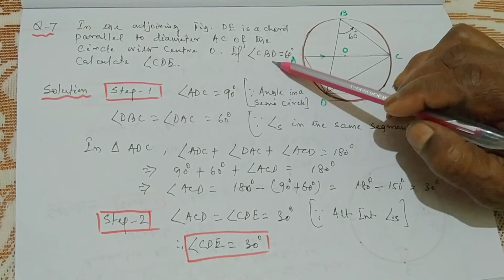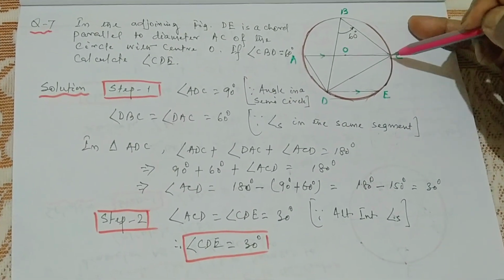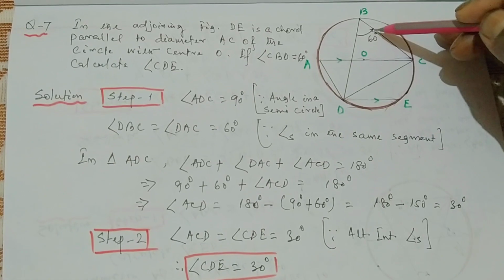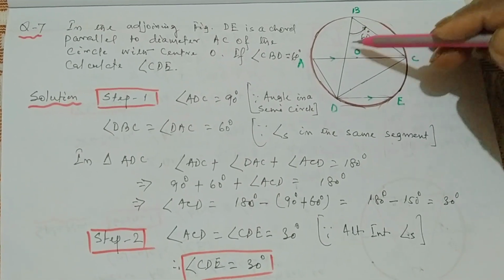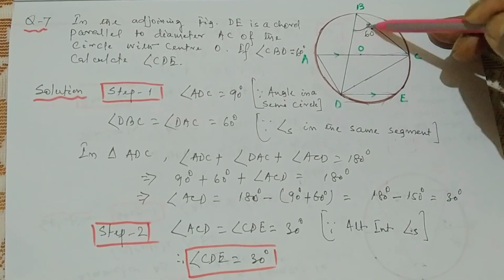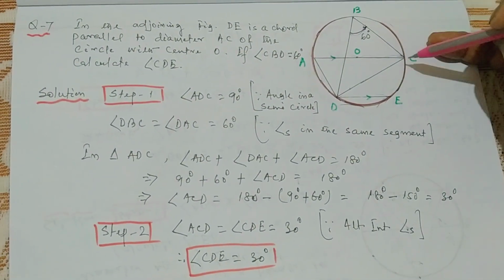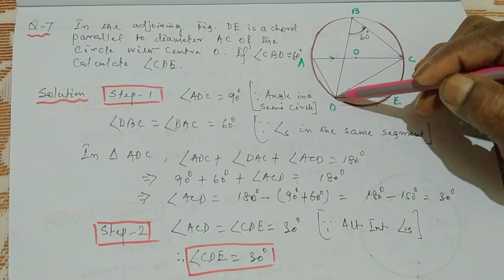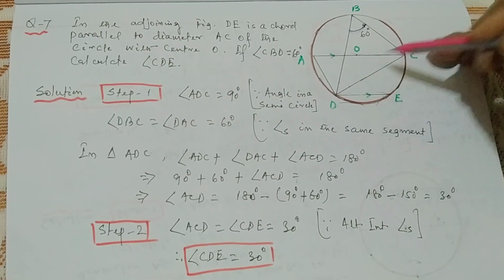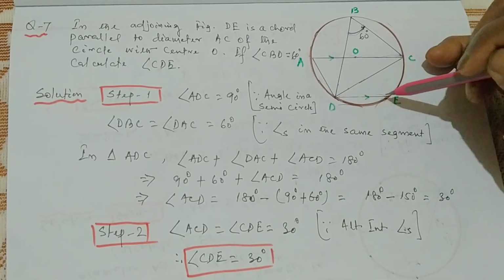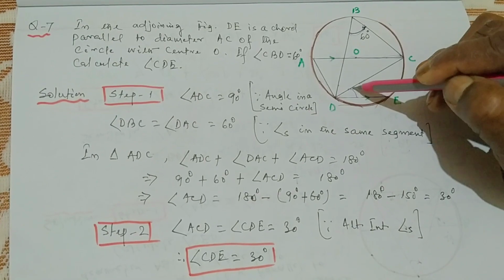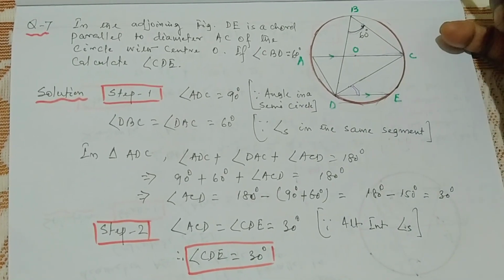If angle CBD, that is CBD, this angle equal to 60 degree, it is given in the question. Calculate angle CDE. This total angle CDE, this angle we have to calculate.